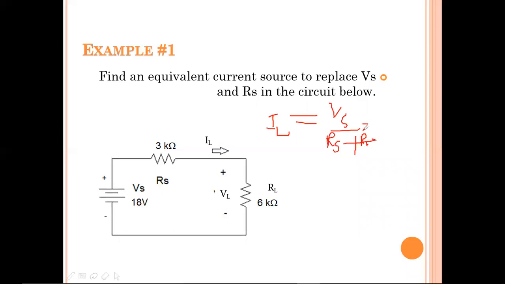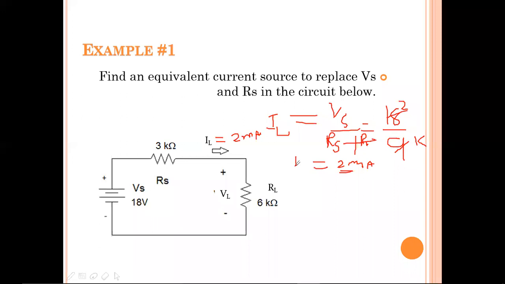How much is the value of resistance? 18 divided by 3 plus 6, 9 kilo ohms, means the current is 2 milliamps. 2 milliamps of current is going to be flowing. IL is 2 milliamps, right?